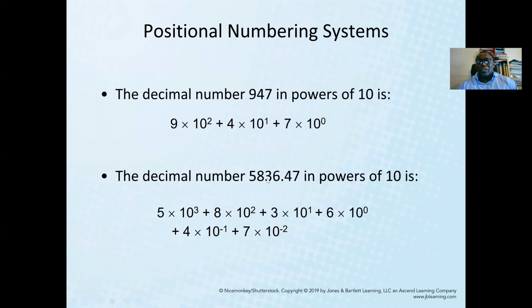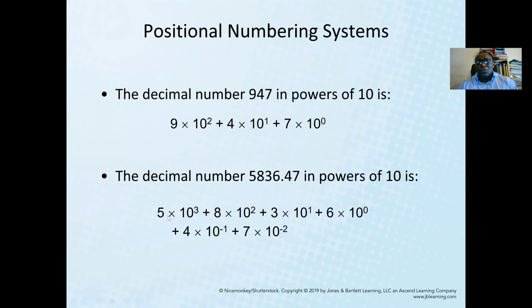Now we have 5836.47, which is a decimal number. Still, we are going to treat the whole part the same as we did previously. 5 is in the 1000th position, so we get 5 times 10 to the power 3, because 10 to the power 3 is 1000. 8 is in the 100th position, same as 9, so it will be 8 times 10 to the power 2. 3 is in the 10th position, so it will be 3 times 10 to the power 1. And 6 is a single unit, so it will be 6 times 10 to the power 0.